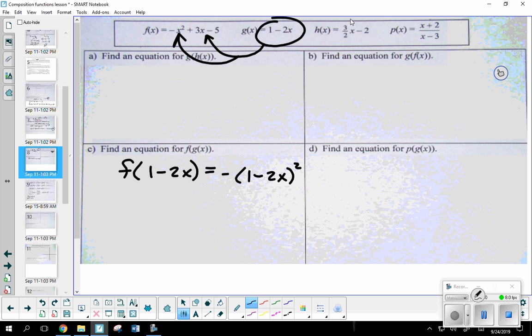x squared, negative (1 minus 2x) squared. What do we got here? Plus 3x, plus 3 times (1 minus 2x), and then minus 5. All right, now what I need is for somebody to come on up here and walk me through this problem, to go ahead and expand, distribute, all that good stuff. Now, who is somebody who has not been up to the board yet?